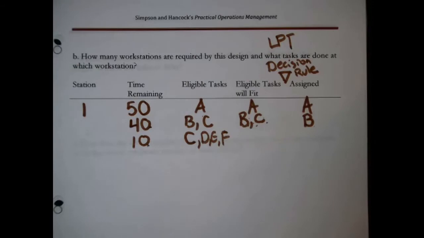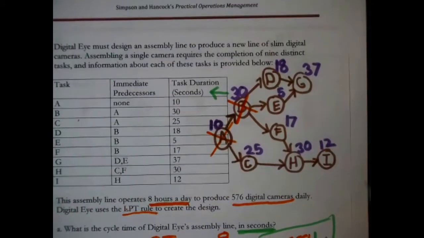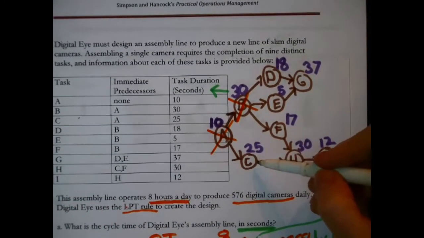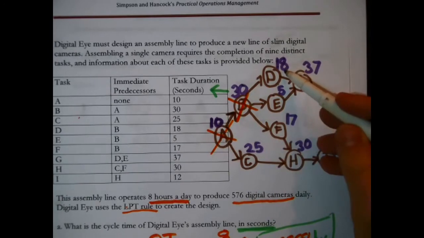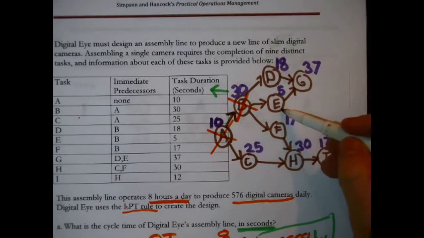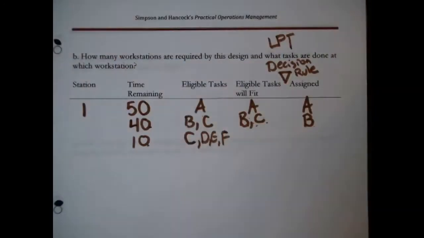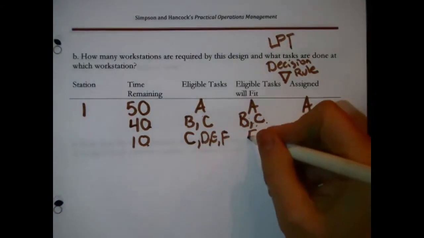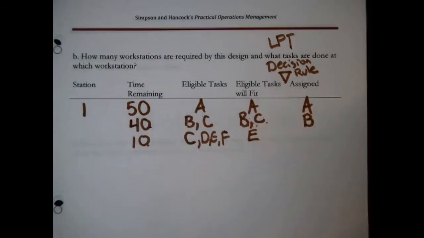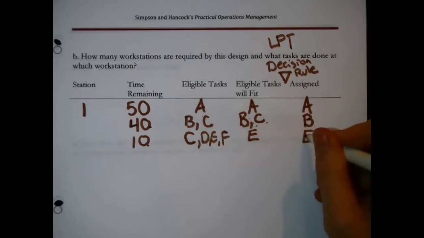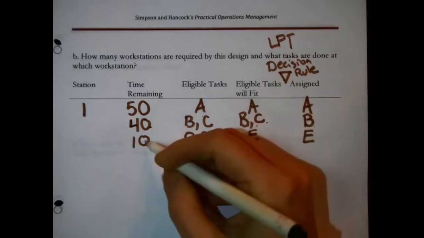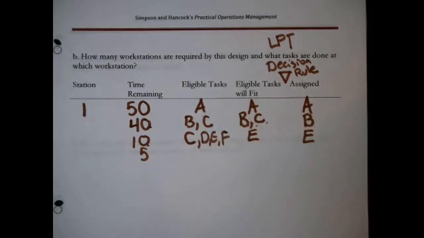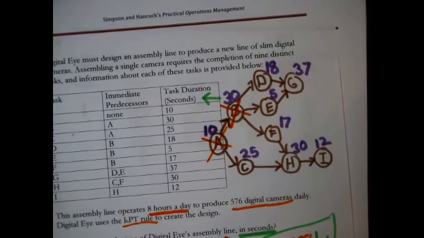Which one of them would actually fit? C is 25 seconds long. It won't fit. D is 18. It won't fit. E will fit. Okay, F won't fit. So of that crowd, only E will actually fit. So, no brainer, E gets the assignment. That means we have 5 seconds left. I better mark E off. E has been assigned.